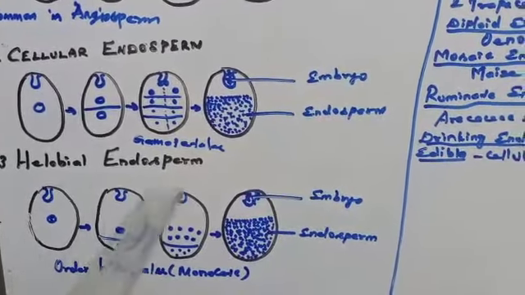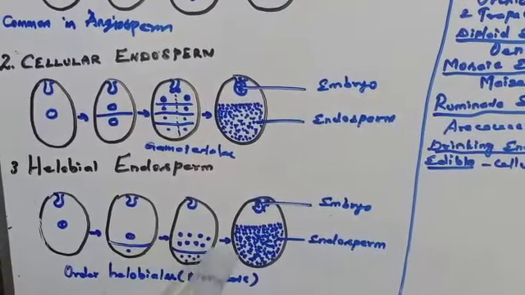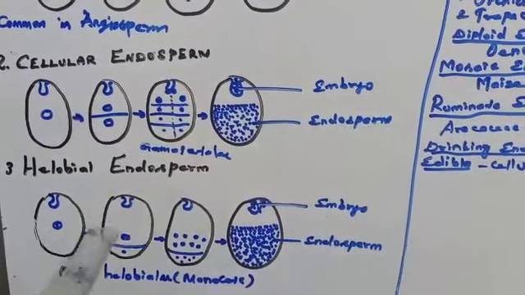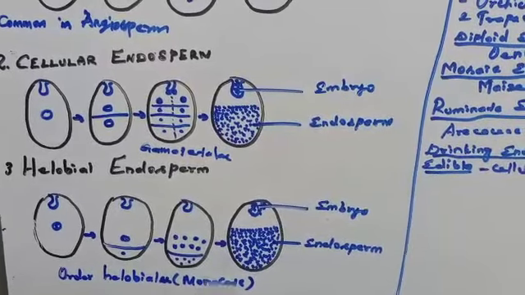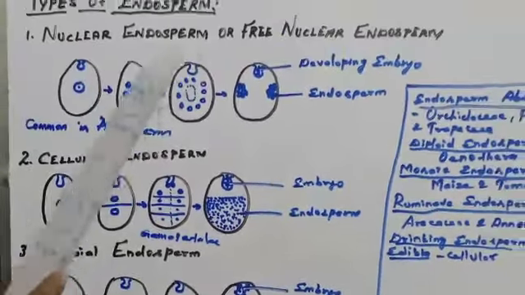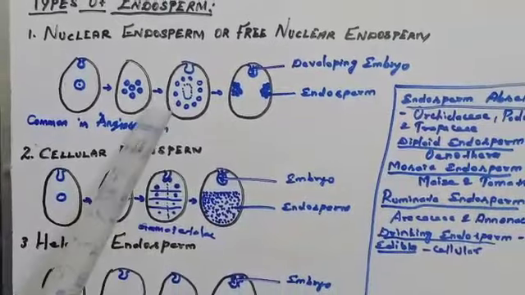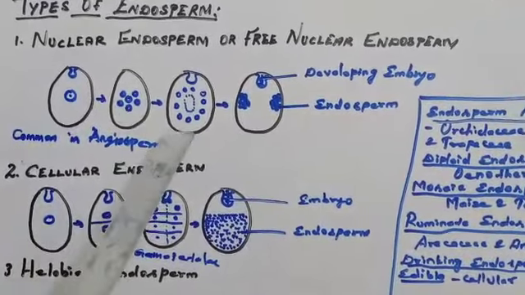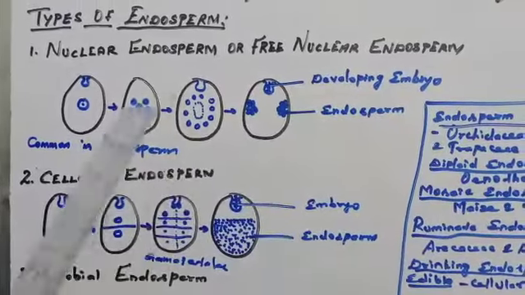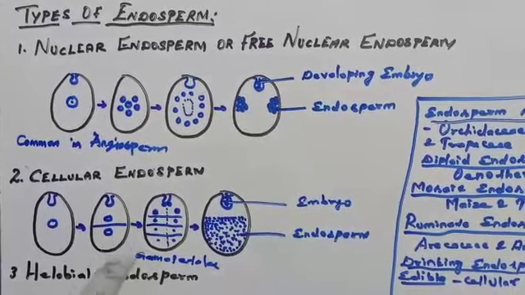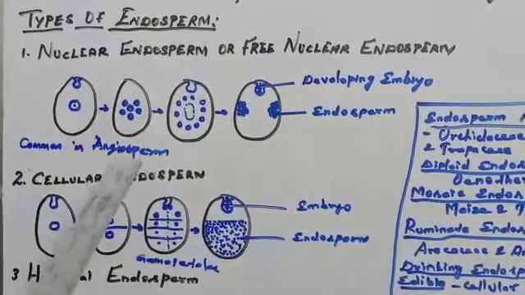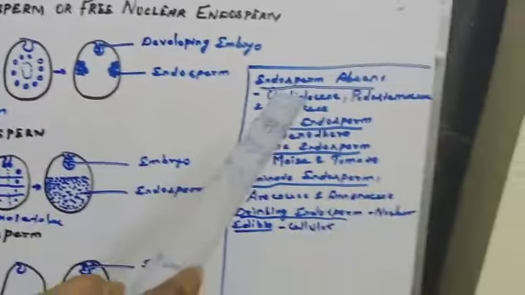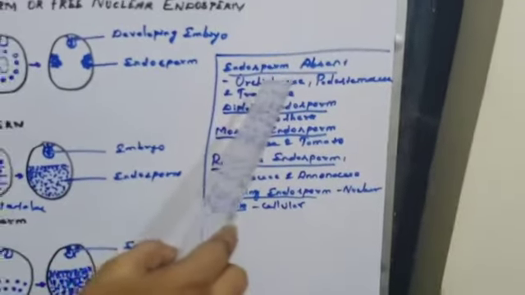So this helobial endosperm is an intermediate type of endosperm and this type of endosperm is found in order Helobiales. What is the difference between nuclear endosperm and cellular endosperm? In nuclear endosperm the cytokinesis is followed later only, but in cellular endosperm, when the nucleus divides, along with that cytokinesis also takes place.